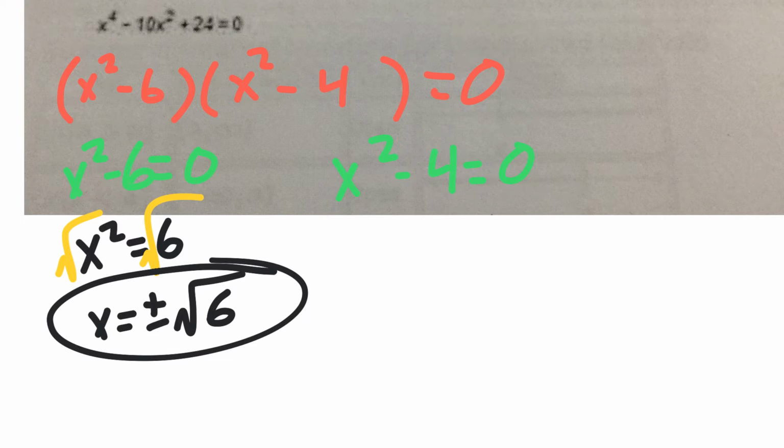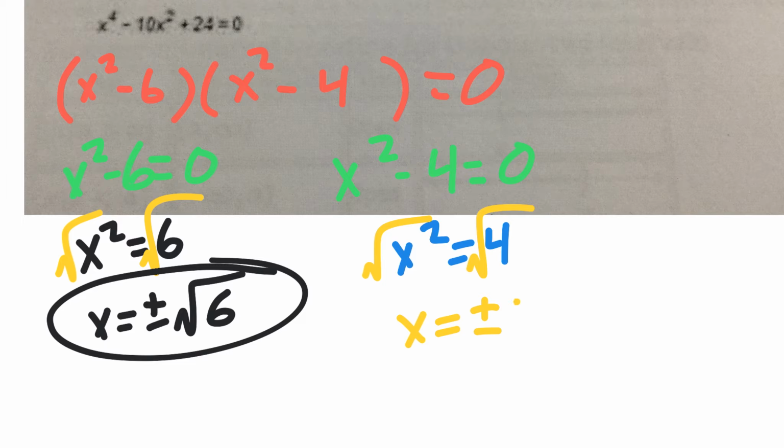X squared minus 4 equals 0. Same thing. Solve it. X squared equals 4. Now I need to get rid of the square, so I take a square root. When I take a square root, I must always account for the positive or negative of my answer, which gives plus or minus 2.